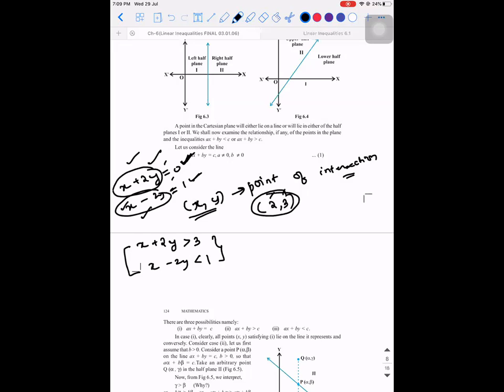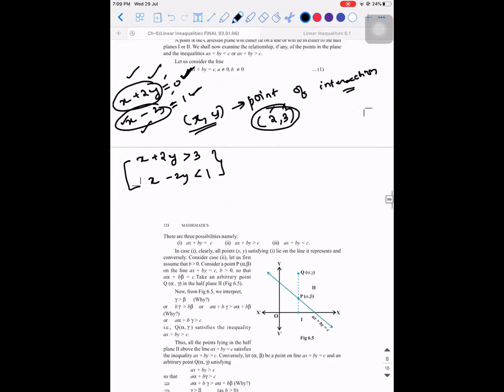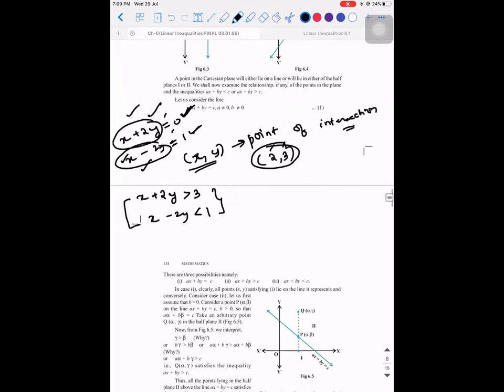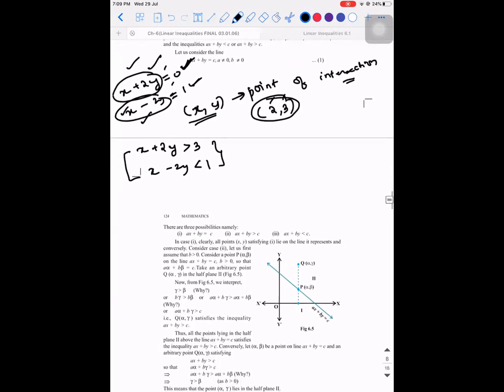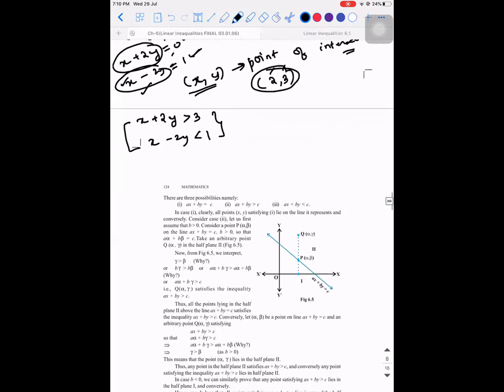Are you guys able to understand? In a similar way, I need to find all the ordered pairs of x and y, which will satisfy both the inequalities simultaneously. Okay. So are you guys able to understand? Is there any doubt till this point? Am I clear with this, guys? Yes or no? Yes, sir. Okay.